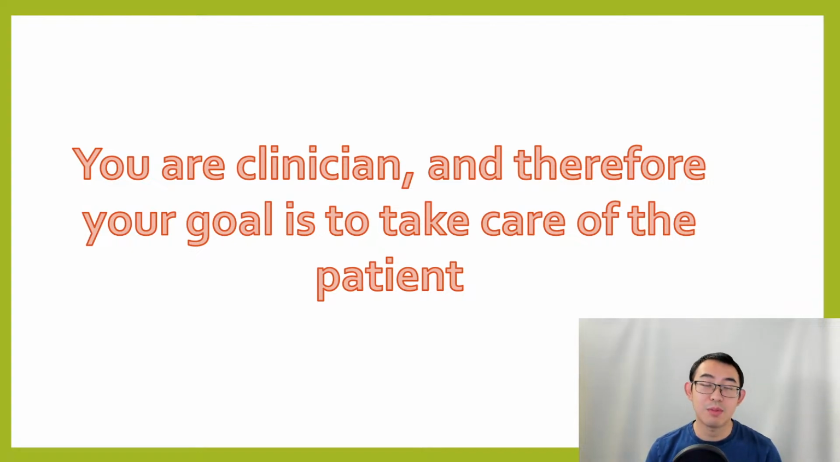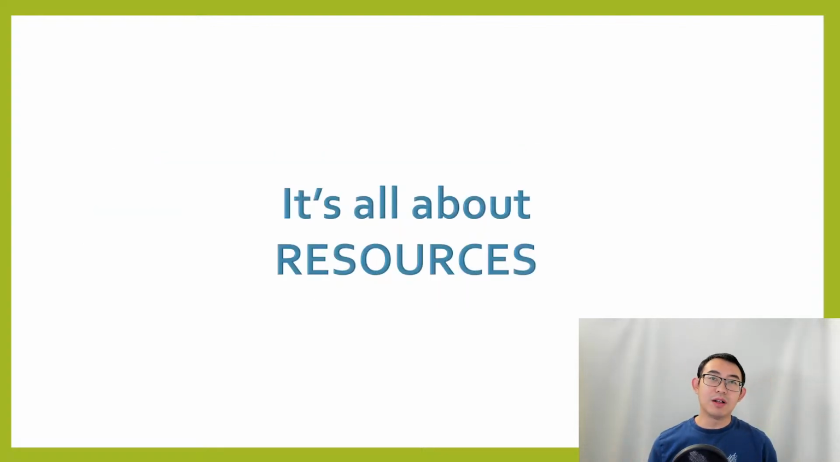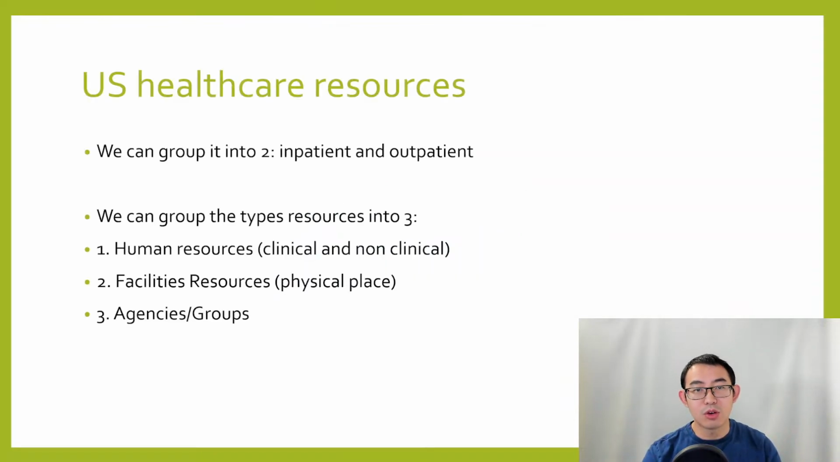So what you need to understand about the U.S. healthcare system is how to navigate patients within it. And in order for you to understand and be able to navigate patient care within the US healthcare system, what you need to understand is resources. It's all about understanding resources. What resources do you have in the US that you can use and utilize to help patients, to cure, to manage, to comfort, etc.? You can actually group the US healthcare resources into two: inpatient and outpatient.